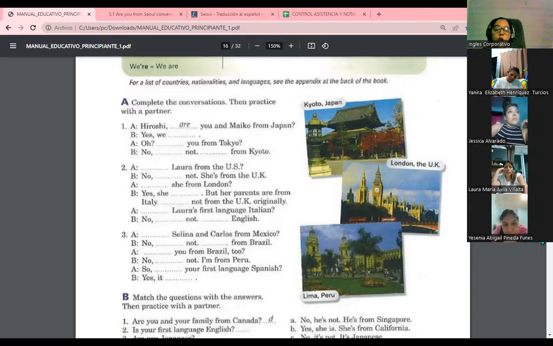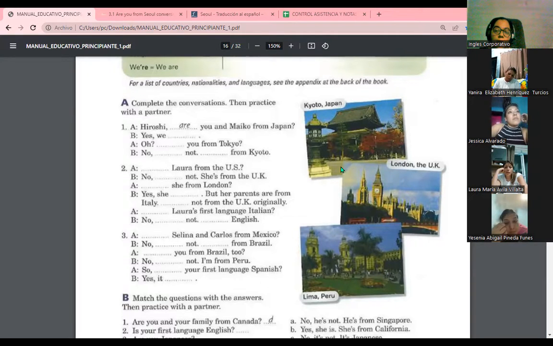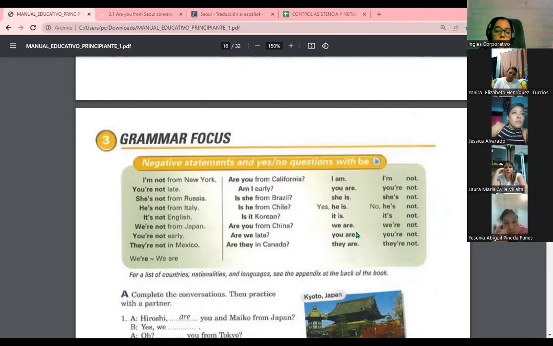Are Selena and Carlos from Mexico? Very good. No? They are not. No, they're not. They're from? Brazil. Remember that it's "there" like this, look. There. Contractions. They are, look, there. Yes. Oh, they're not. Okay.